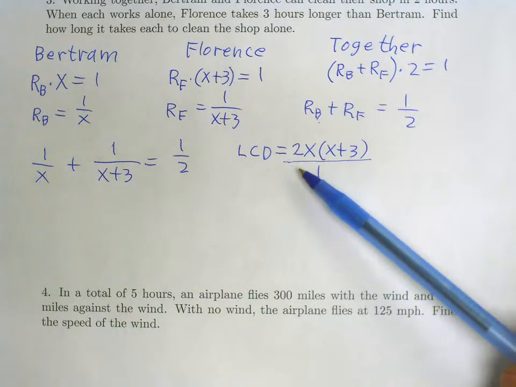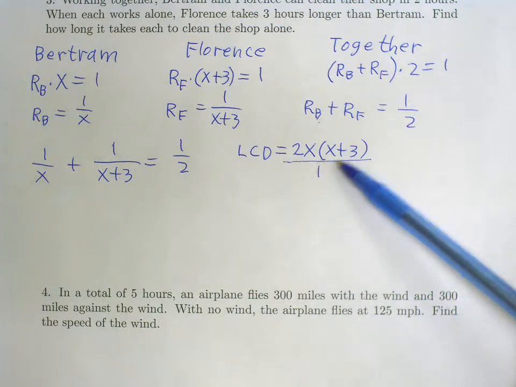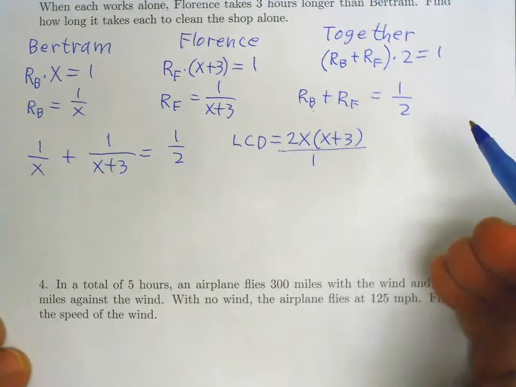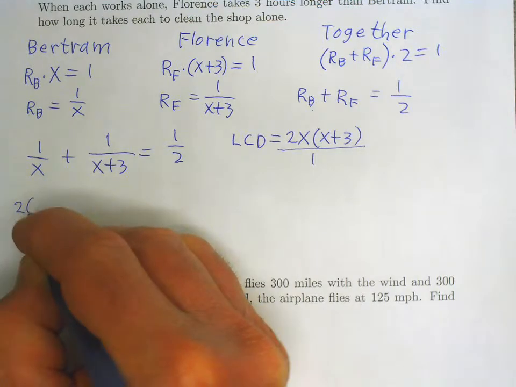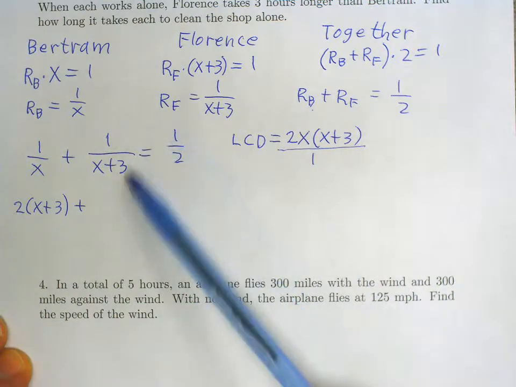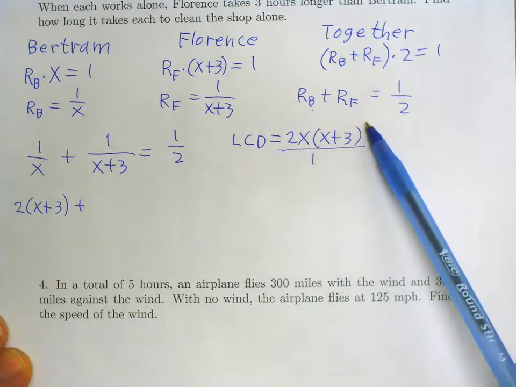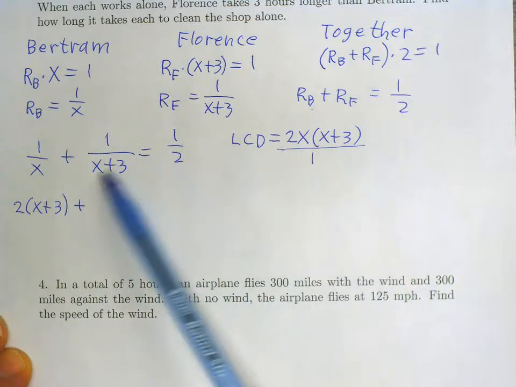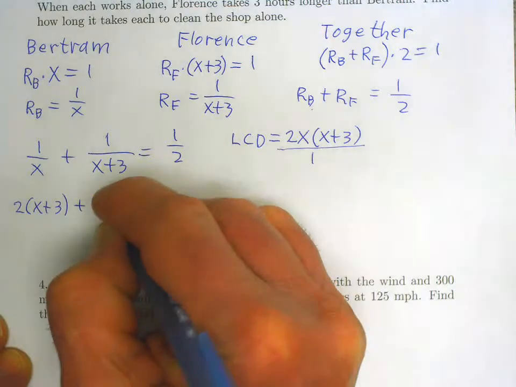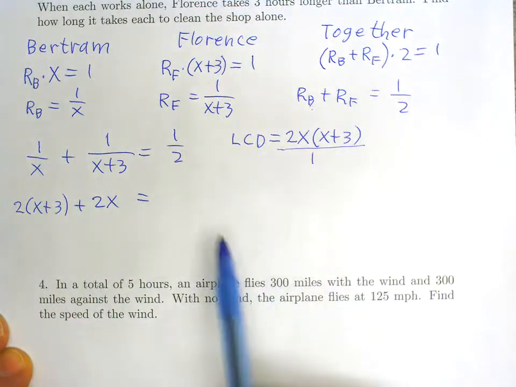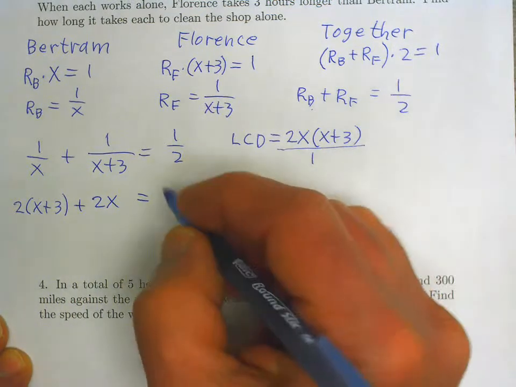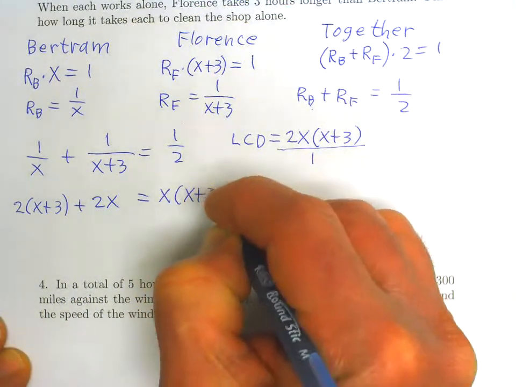So we'll just point out what's going on. When we multiply the least common denominator by 1 over X, the X factors cancel. So that means we'll just be left with 2 times X plus 3. And then when we multiply 1 over X plus 3 times the least common denominator, the binomial X plus 3 cancels with 1 from the numerator, 1 from the denominator, and we're just left with plus 2X. And then on the right-hand side, 1/2 times the least common denominator. The 2 divided by 2 cancels, and we're just left with X times X plus 3.